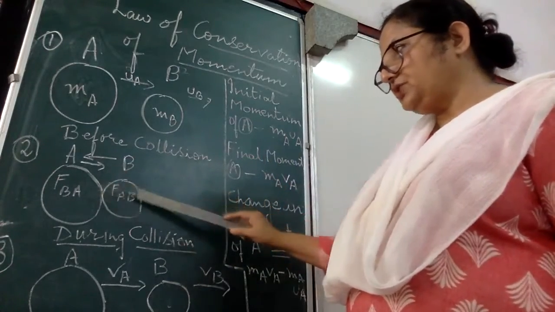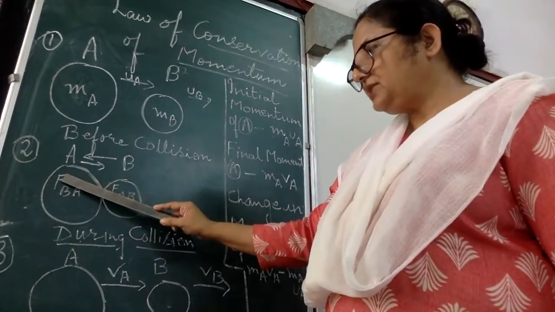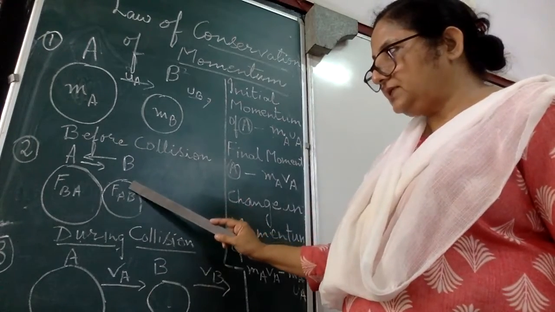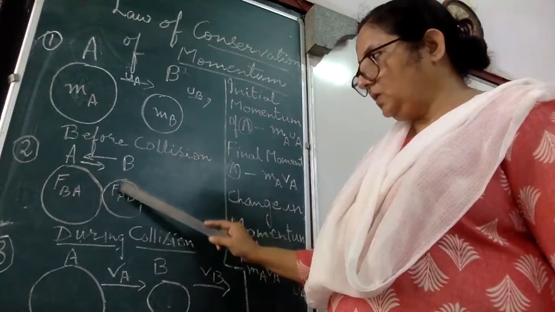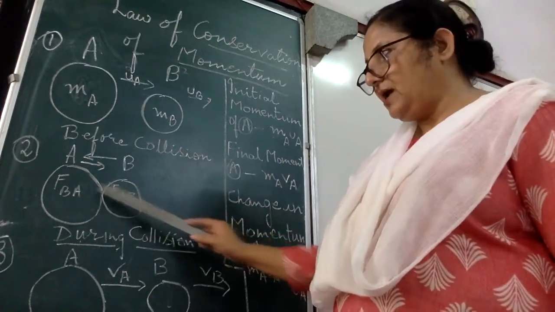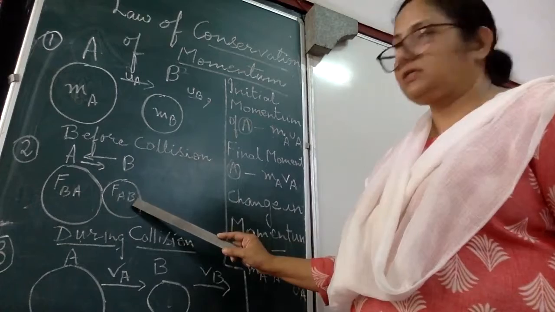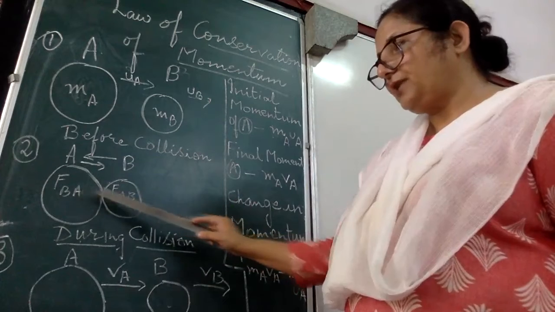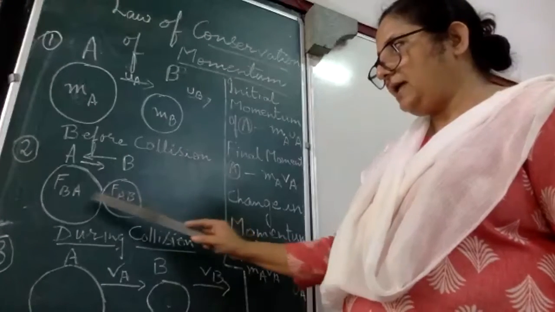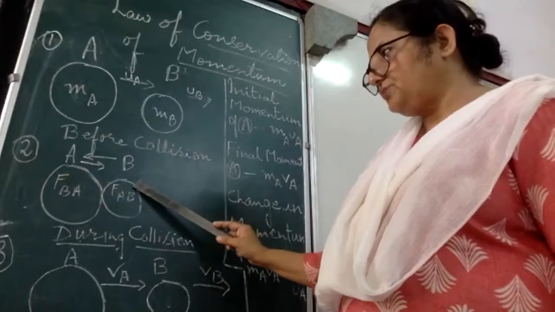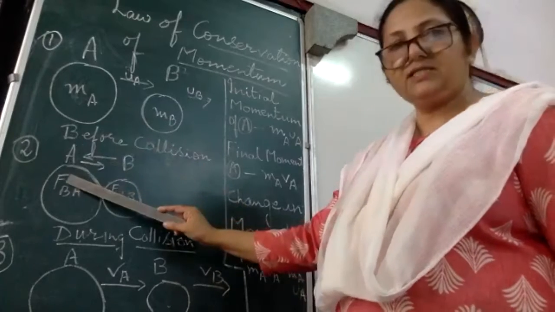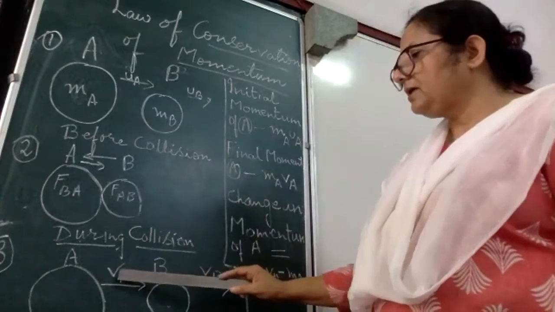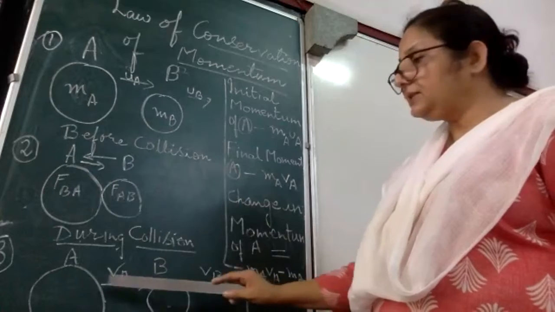So during the collision, object A will exert force on object B and object B will exert force on object A. According to Newton's third law of motion, action and reaction are equal and opposite. That is why, during the collision, we are representing that these two objects have collided with one another for time t seconds, and object A is exerting force on object B and object B is exerting force on object A.